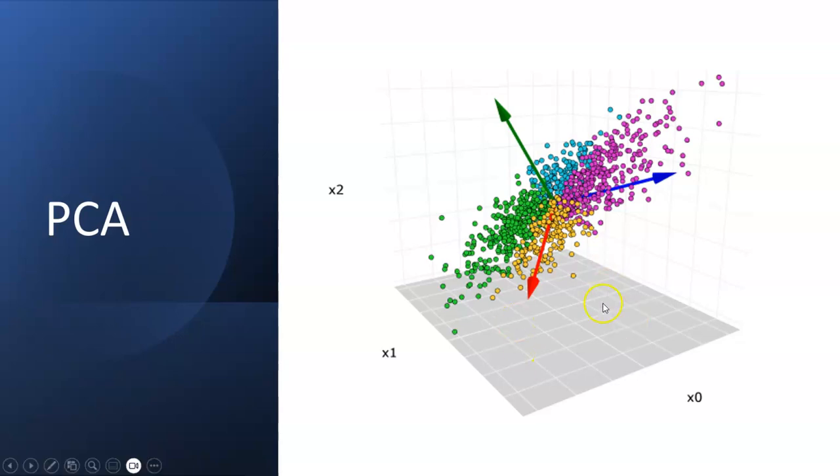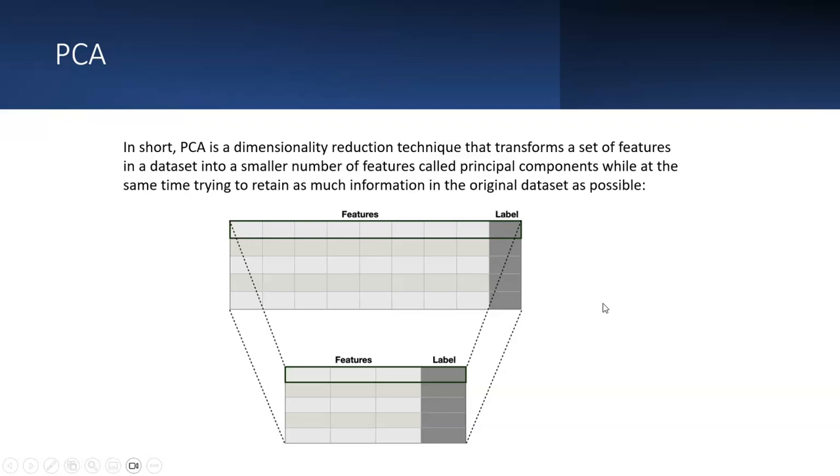for that purpose. So in short, PCA is a dimensionality reduction technique that transforms a set of features in a data set into a smaller number of features or columns, called principal components, which at the same time try to retain as much information in the original data set as possible. So you can see here, let me highlight this for you.